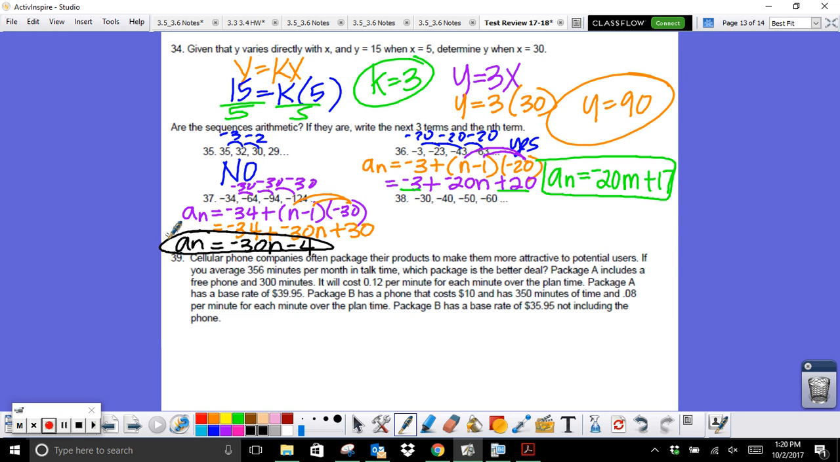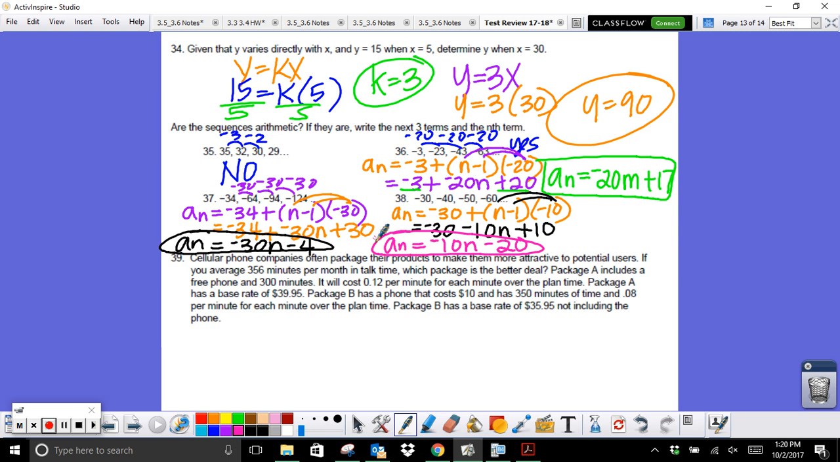Number 38, and this one's pretty easy to tell. These are all going down by 10. So now I'm going to plug this into my formula. So I've got a of n equals, my first term is negative 30 plus n minus 1. And then the difference between these is negative 10. I'm going to backwards distribute that. So that's going to get me a negative 10n and a positive 10. I'm going to combine my like terms. So I have negative 10n minus 20. That's my answer there. All right, 2 more.